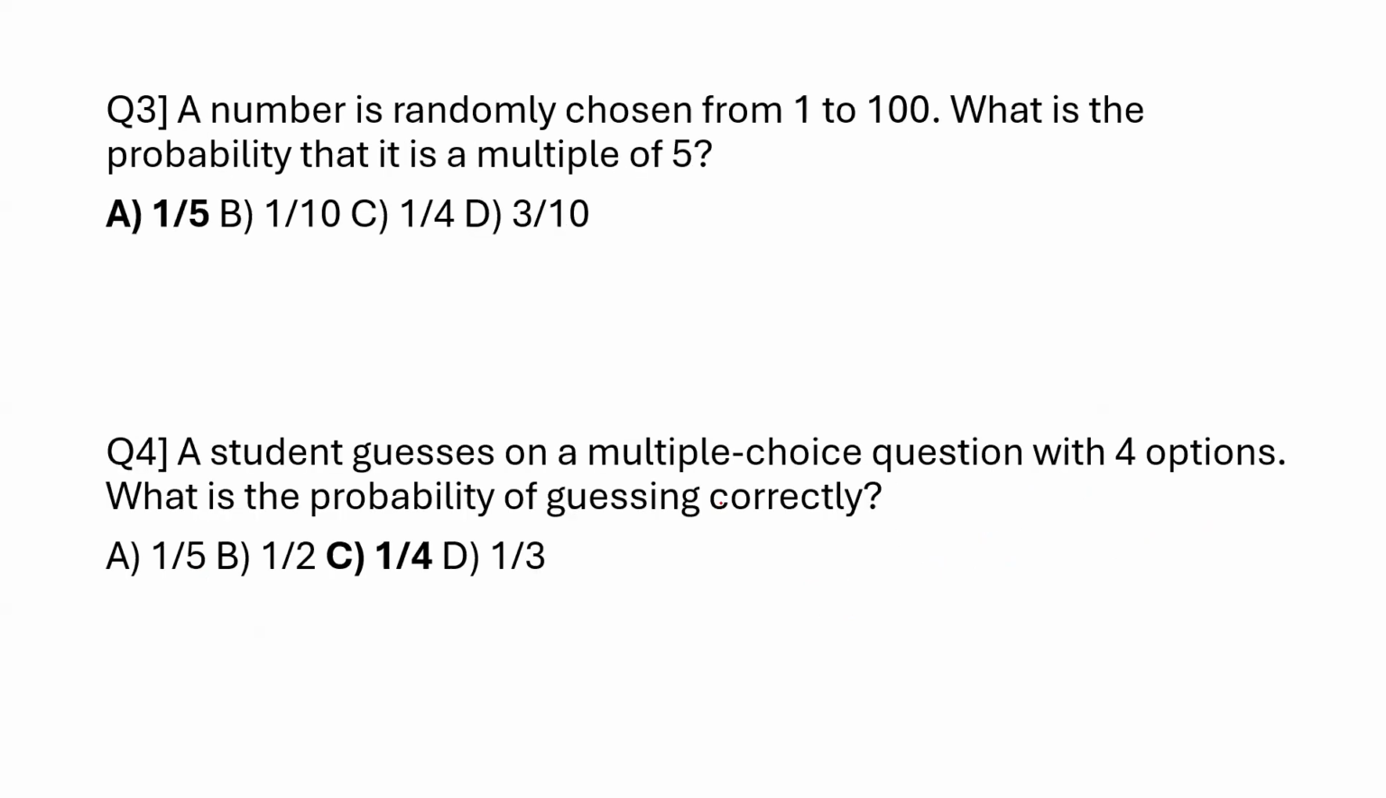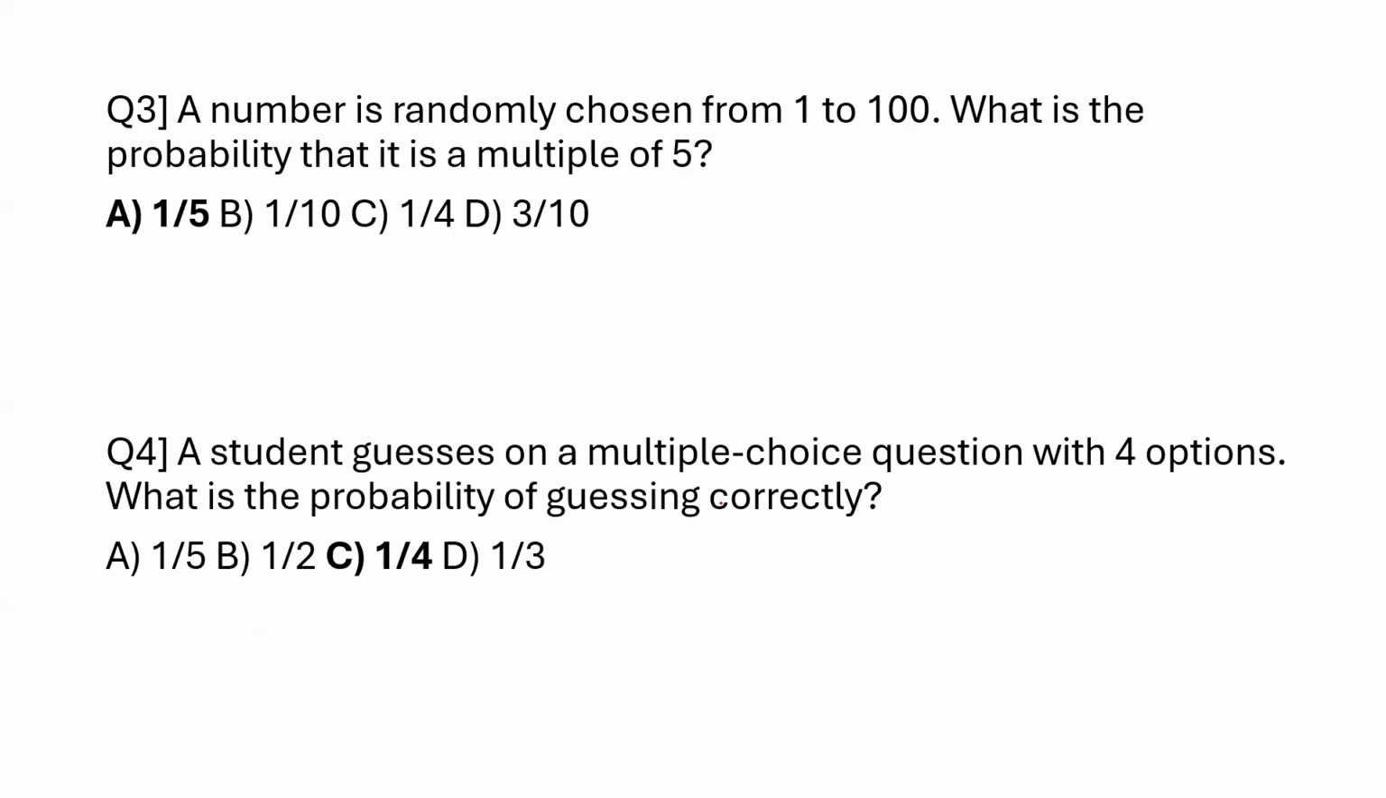A number is randomly chosen from 1 to 100. What is the probability that it is a multiple of 5? So from 1 to 100, you have to see how many numbers are divisible by 5. You have to count those numbers and divide by total numbers. Total numbers are 100. Out of 1 to 100, how many numbers are divisible by 5? That you have to write in the numerator and divide by 100.